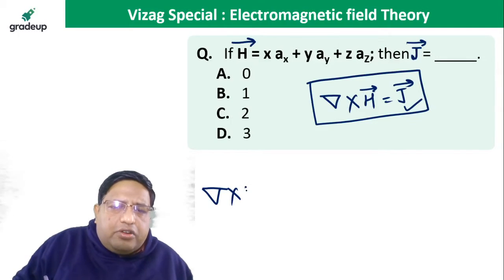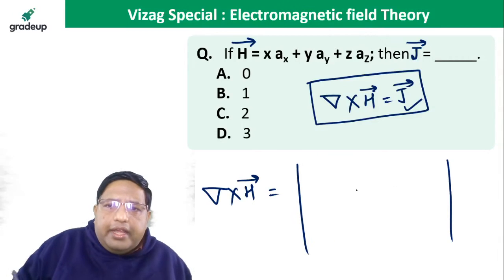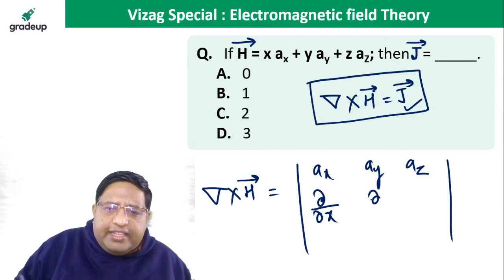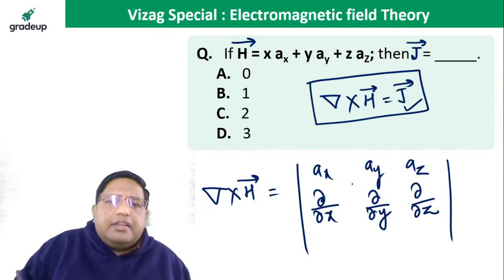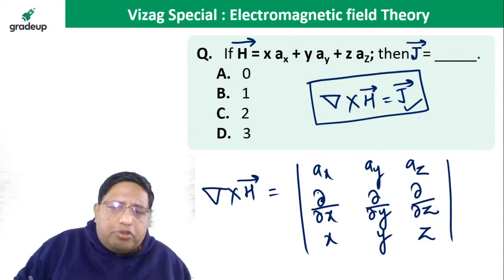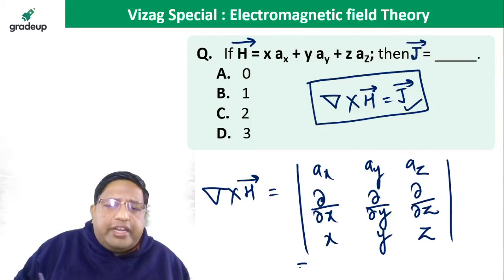So what is the del cross H? Del cross H is AX, AY, AZ. I hope you know how to calculate the curl of a vector. It is very easy. X, it is X, it is Y, it is Z. And if you solve this curl, it is 0.